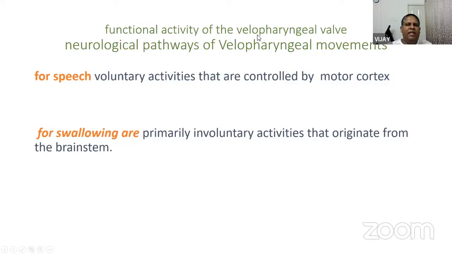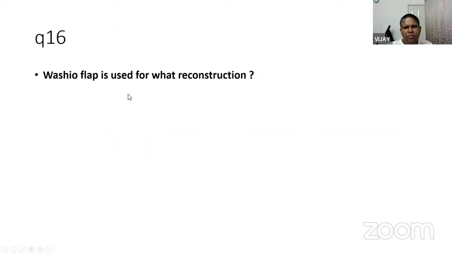The functional activity of speech is a voluntary activity controlled by the motor cortex, whereas the functional activity of swallowing is a reflexive, involuntary activity which originates from the brainstem.